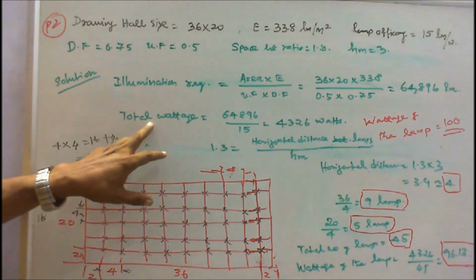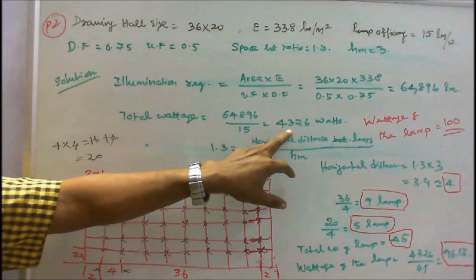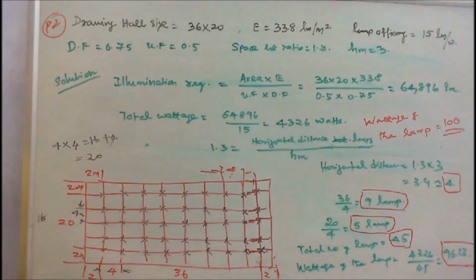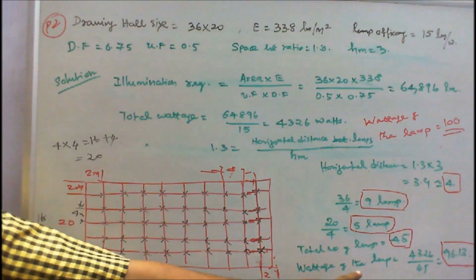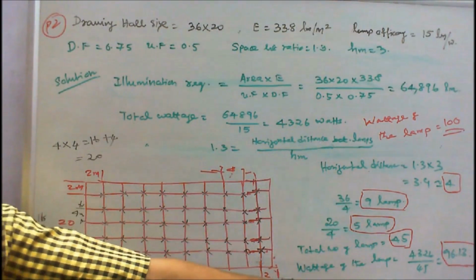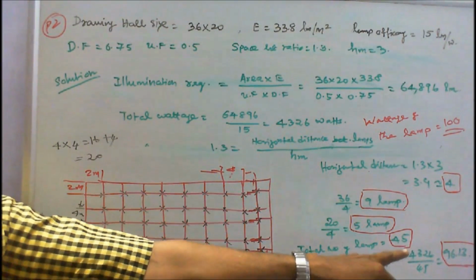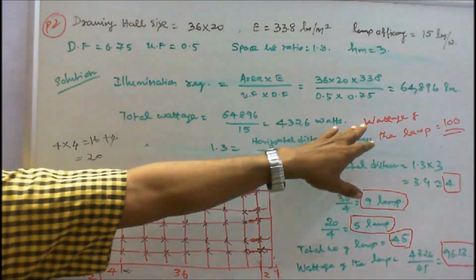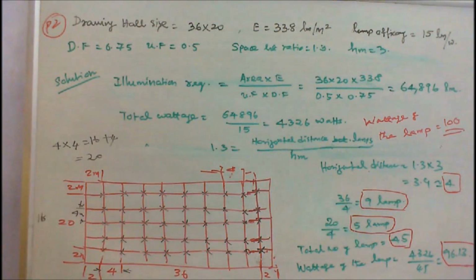We know the total wattage is 4,326 and the number of lamps is 45. Therefore, wattage of each lamp is equal to 4,326 divided by 45, that is equal to 96.13, almost 100 watts. So, we are using 100 watt lamps and 45 lamps.